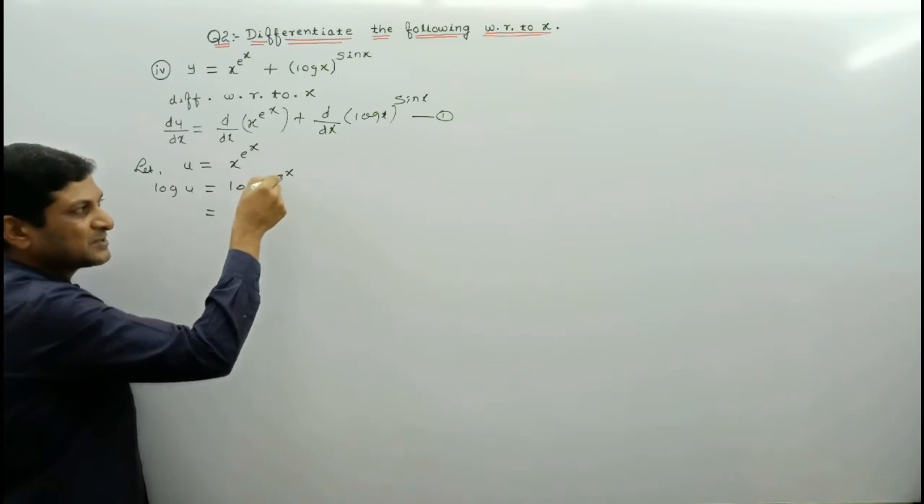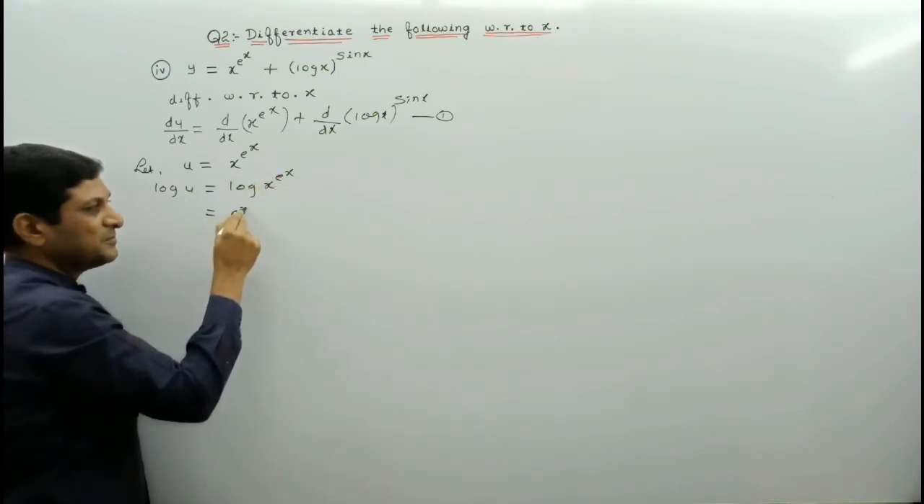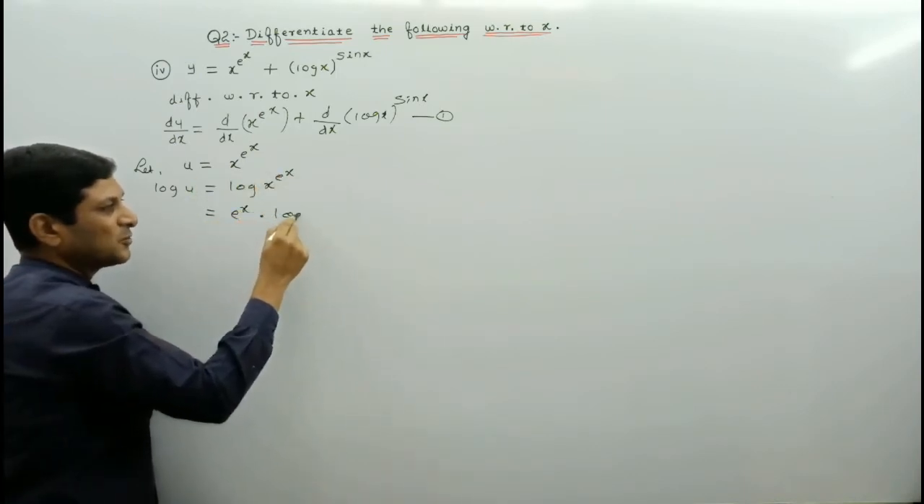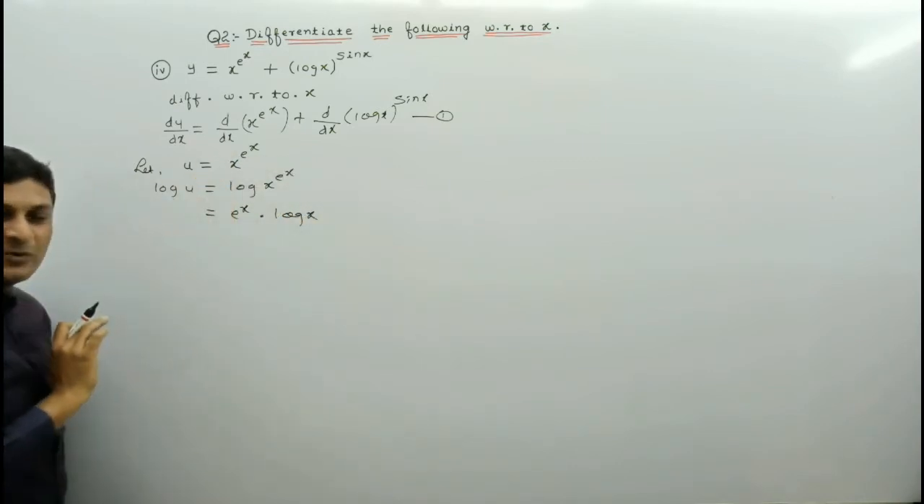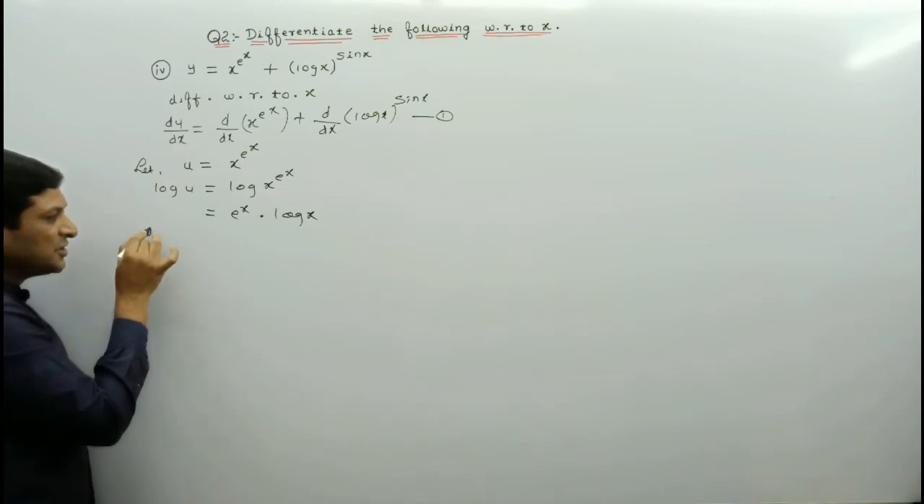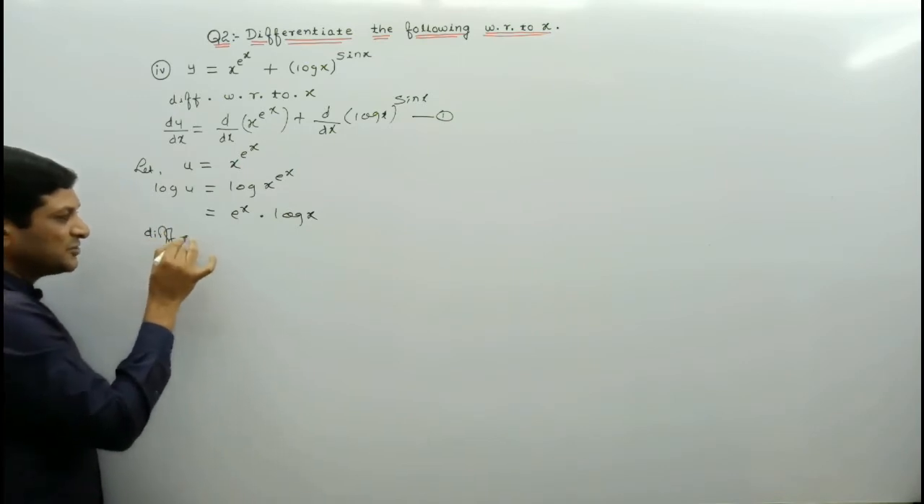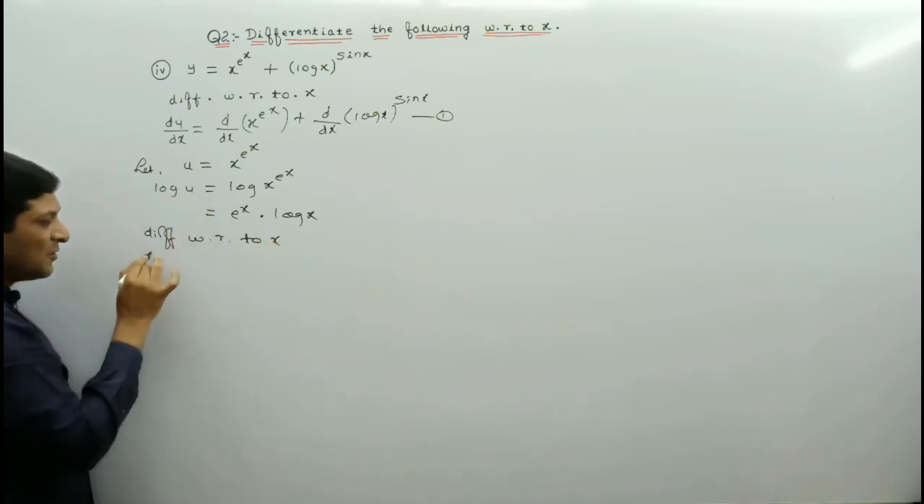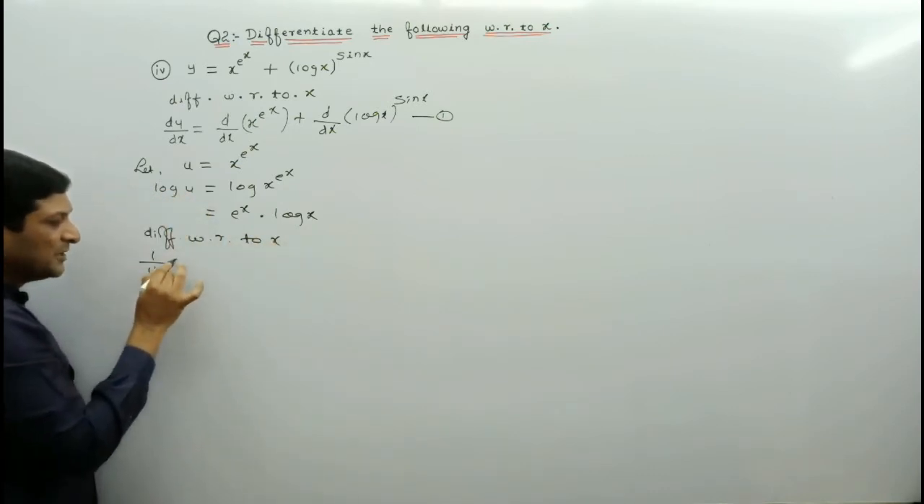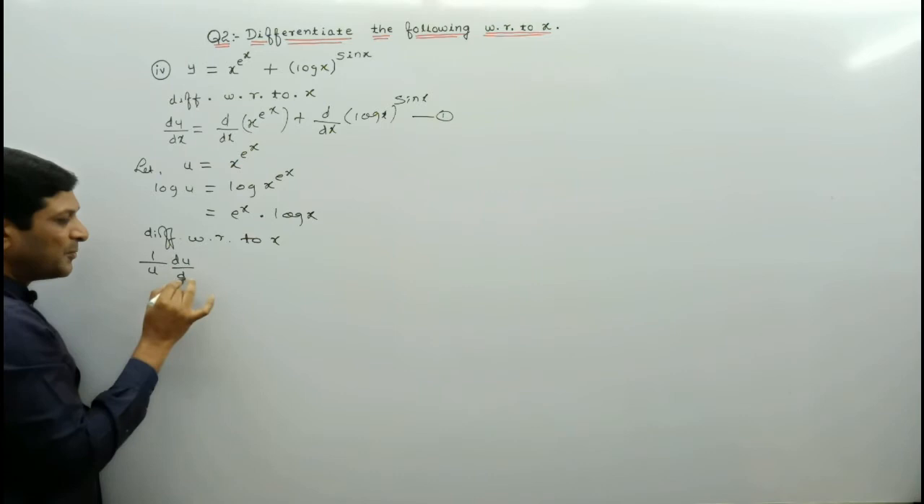So e raised to power x, according to the laws of logarithm, this power can be taken as a coefficient. So here we have taken this power as a coefficient. So differentiate it with respect to x. What is the derivative of log u? 1 upon u into du upon dx.